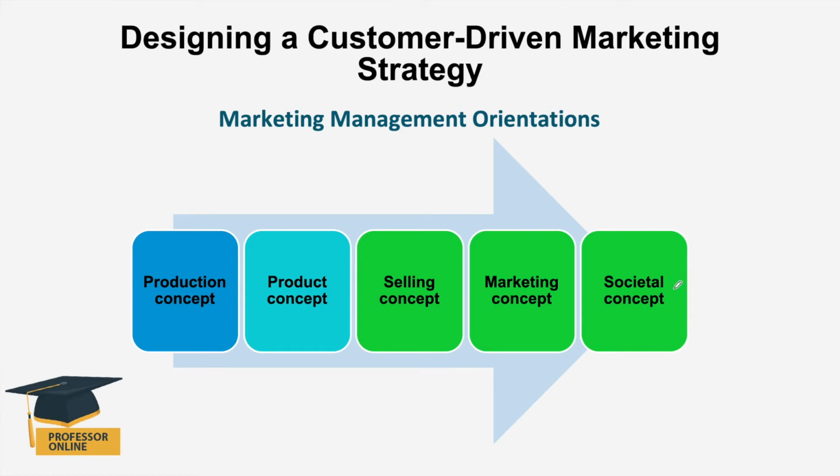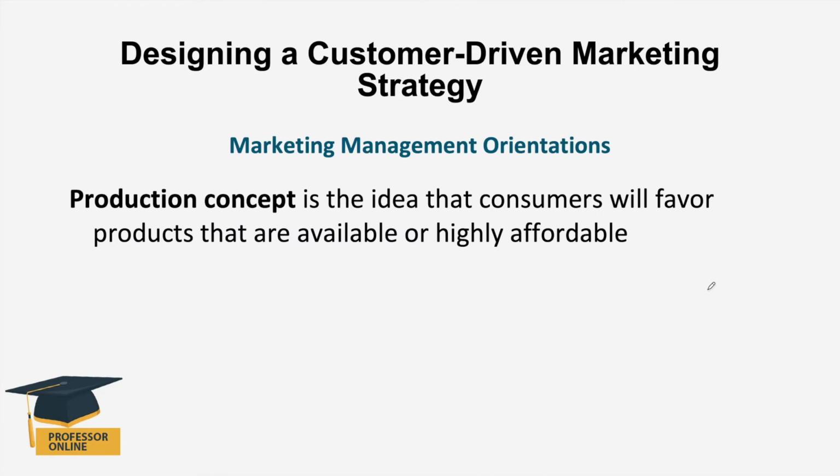I believe we are at the moment in the societal concept. Let's go one by one. In the production concept, the definition which Kotler provides is that it's the idea that consumers will favor products. You have to listen carefully. It's an idea that consumers will favor products that are available or highly affordable. So that's called a production concept.